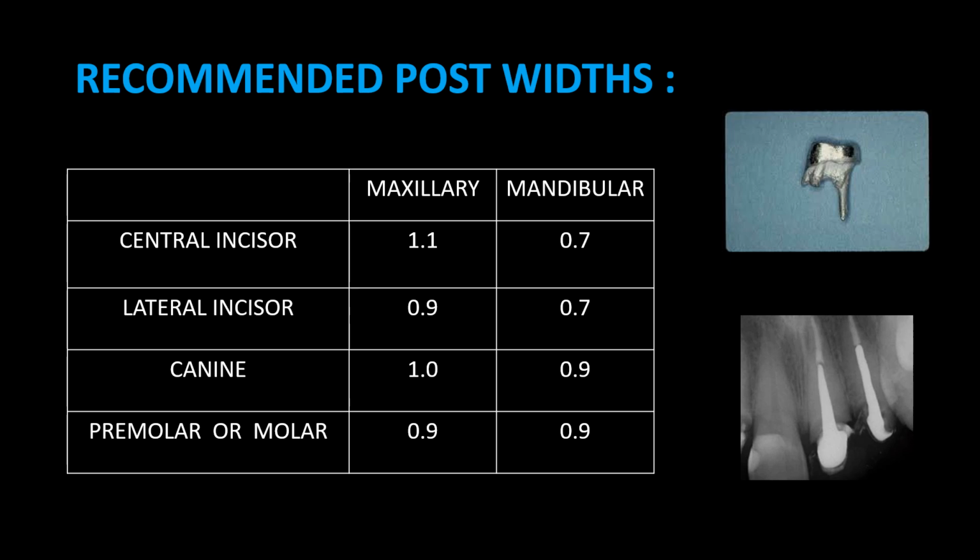For maxillary canine, it is 1.0 mm. And for mandibular it is 0.9 mm. For maxillary premolar or molar, it is 0.9 mm. And for mandibular it is 0.9 mm.